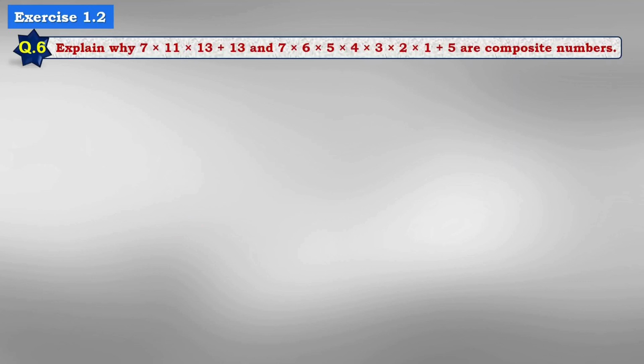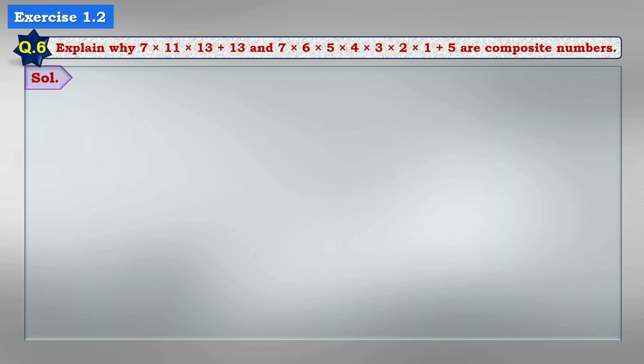Now let's move to the next problem. Explain why 7 into 11 into 13 plus 13, and 7 into 6 into 5 into 4 into 3 into 2 into 1 plus 5 are composite numbers.